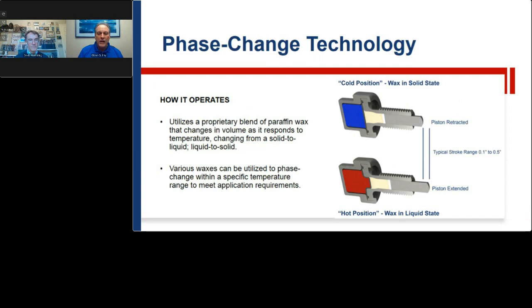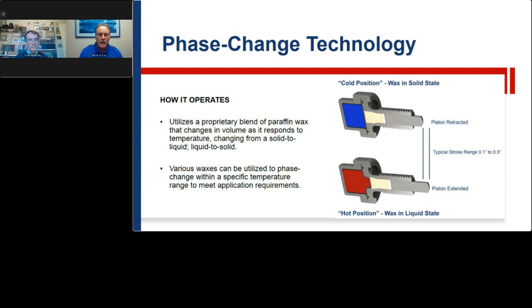The phase change technology: basically, if the actuator is the heart of it all, this phase change technology is the heart of the actuator. How it operates: it utilizes a proprietary blend of paraffin wax that changes in volume as it responds to temperature, changing from a solid to a liquid and then back from a liquid to a solid. Various waxes can be utilized to phase change within a specific temperature range to meet any application requirements. And in the picture on the right here, you'll see the cold position with the wax in a solid state, the wax representing the blue, and the piston, as you can see, is retracted.